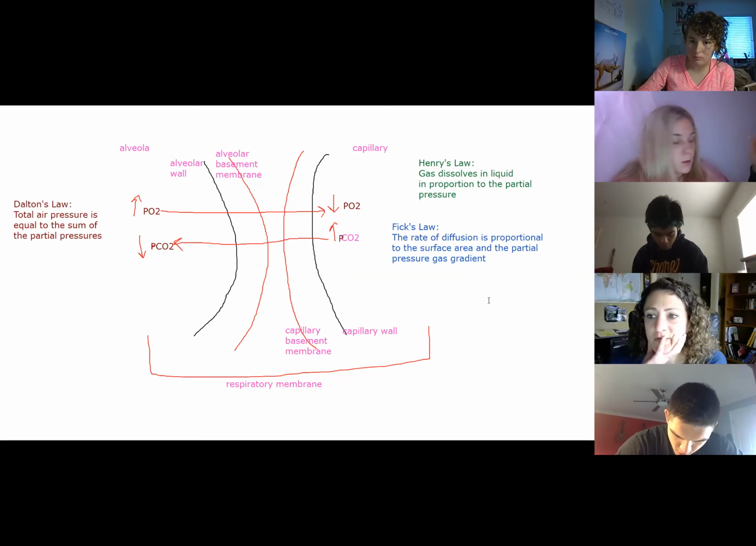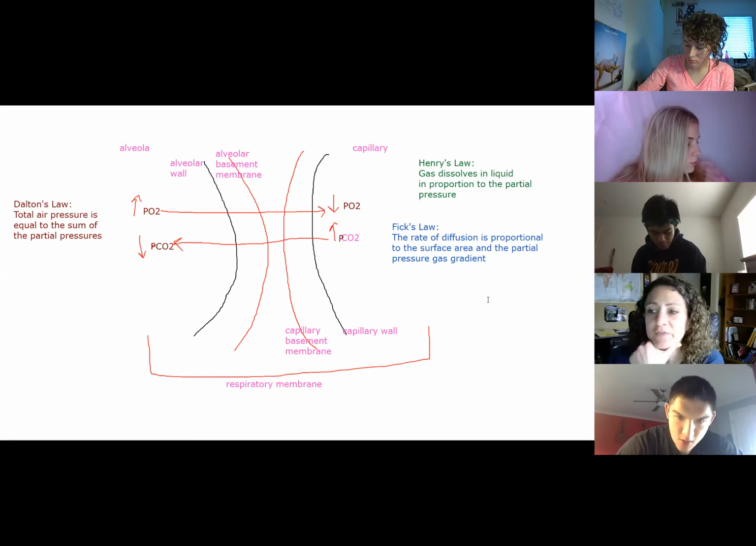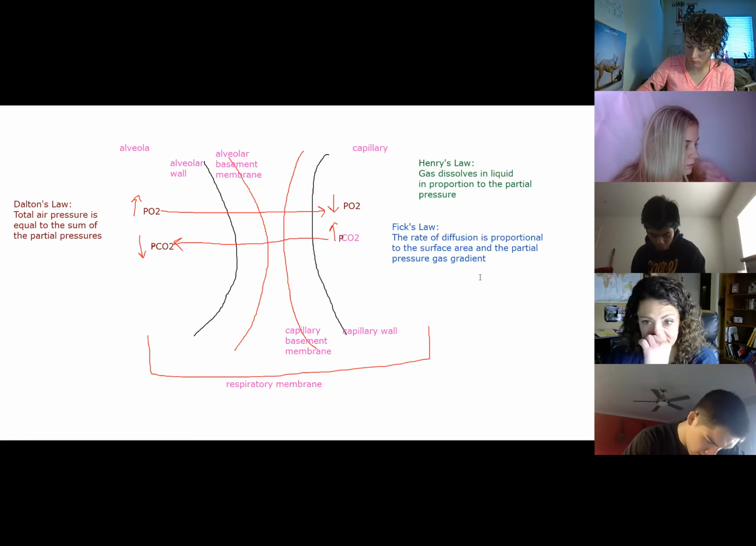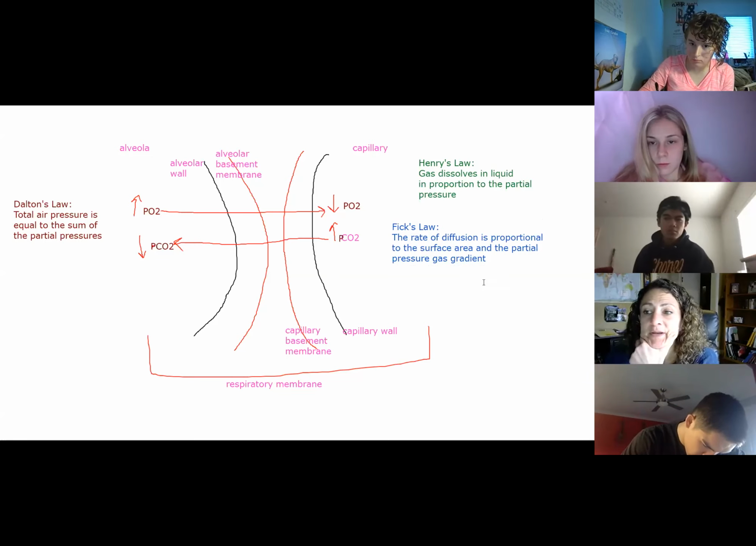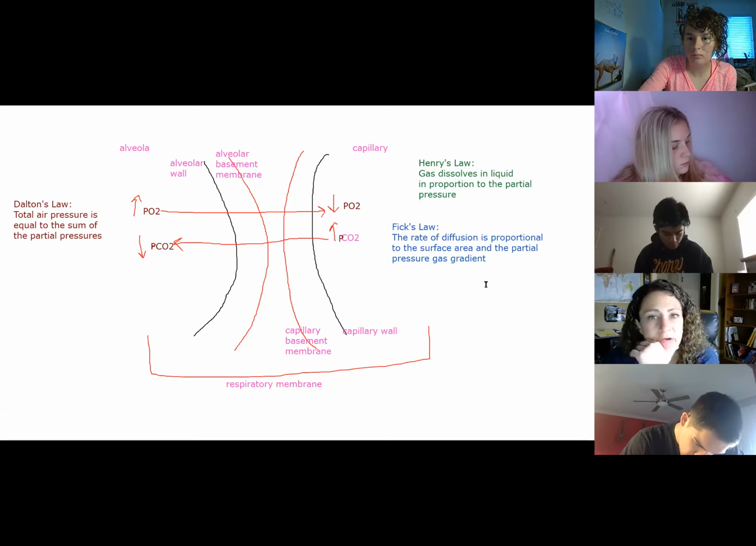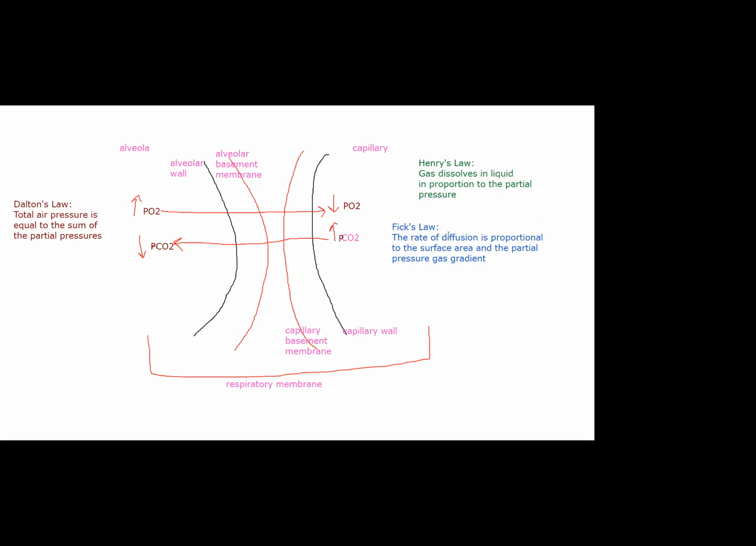Fick's Law says the rate of diffusion is proportional to the surface area and the partial pressure gas gradient. I'll give you a second to write that down. So let's take a look at what that means. The rate of diffusion. Rate means speed. Diffusion is referring to the movement of the gas across the respiratory membrane. So how fast the gas moves across the membrane is proportional to, means it moves together, so one goes up, the other goes up, surface area.